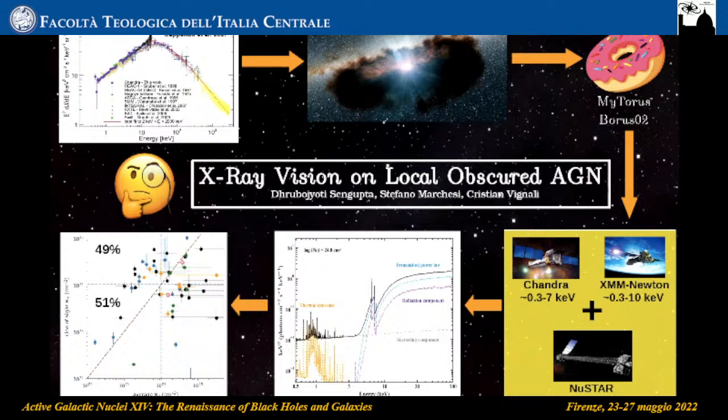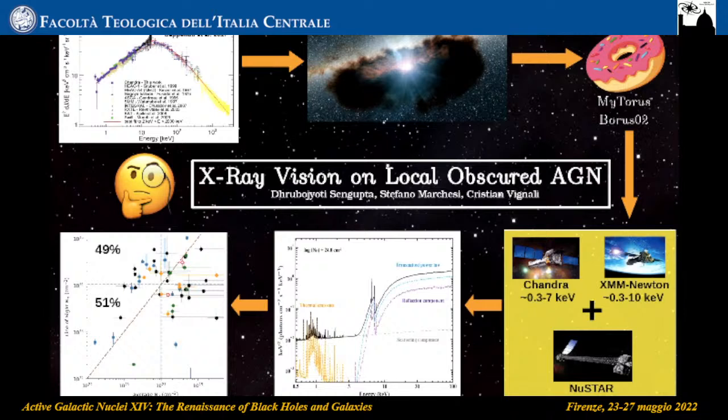Now, interestingly, from the population synthesis models, it is found that in the local universe, that is where z is less than 0.1, the population synthesis model predicts the fraction of CT AGN is 20 to 50%, whereas observationally the fraction is 5 to 10%. So to deal with this gap between observation and model prediction, we are trying to update the census, and that's where we come in.